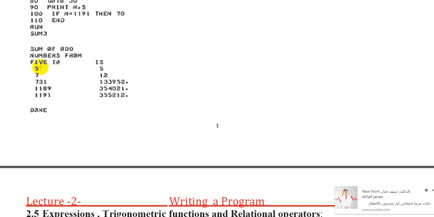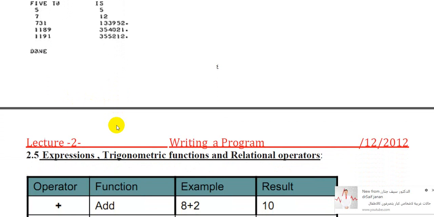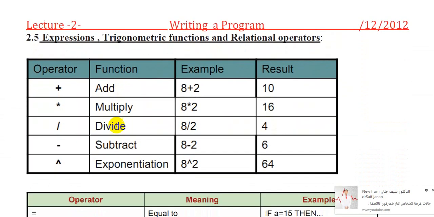Sum of the entire digits from 5 to 15, as you can see over the S: 5, 7, 12, 731, 1198, or 1189 is associated with the digital expression given as 354,021. 1,191 is associated with the numerical expression of 355,212. Done.